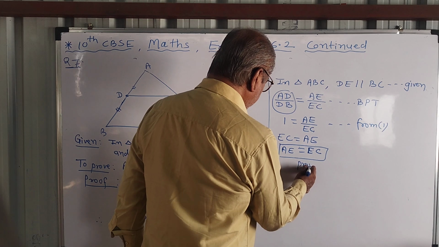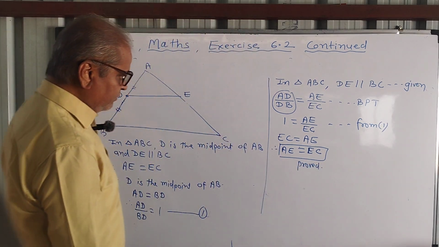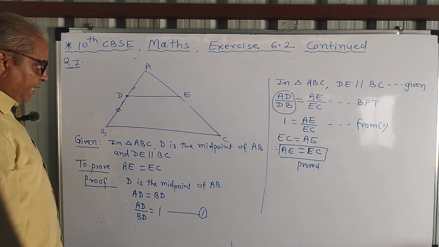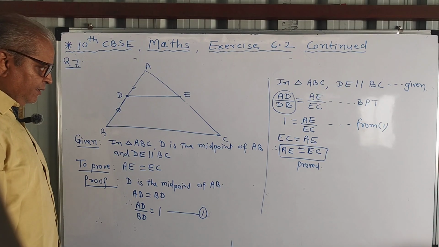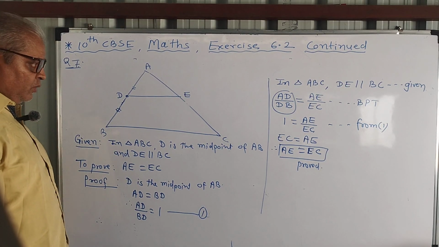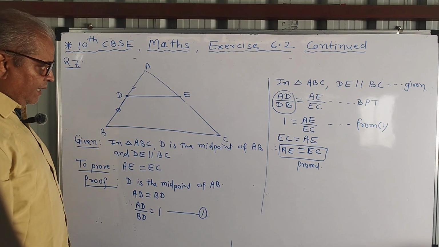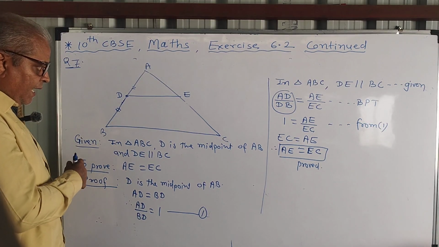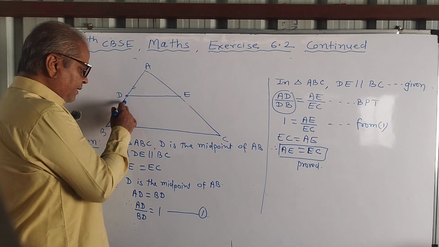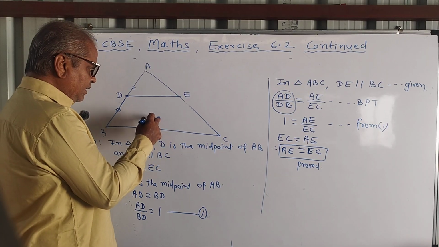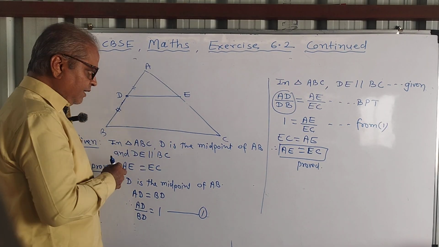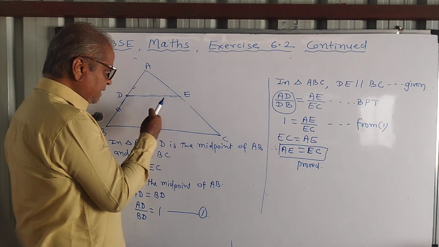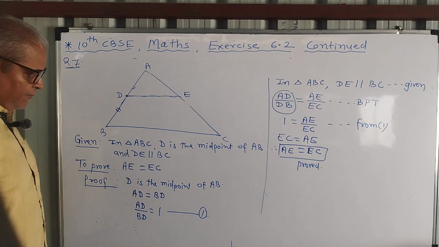So it is proved. I will repeat this question once again. See, they have not mentioned any name of the triangle or the name of the midpoint, so I need to draw the diagram according to the given information. So triangle ABC is any triangle. D is the midpoint of AB, and through the midpoint D, a line parallel to BC intersects AC in point E. It is given. Now we need to prove this line bisects AC, that is AE is equal to EC is to be proved.